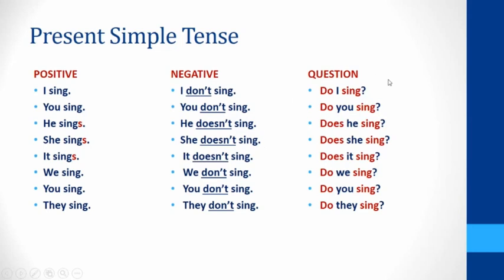Okay? I imamo pitanja. Do I sing? Da li ja pevam? Do I sing well? Da li ja pevam lepo? Do you sing? Does he sing? Does she sing? Does it sing? Do we sing? Do you sing? And do they sing? Također jednostavno pitamo sa do za sva lica, osim za treće lice jednine.